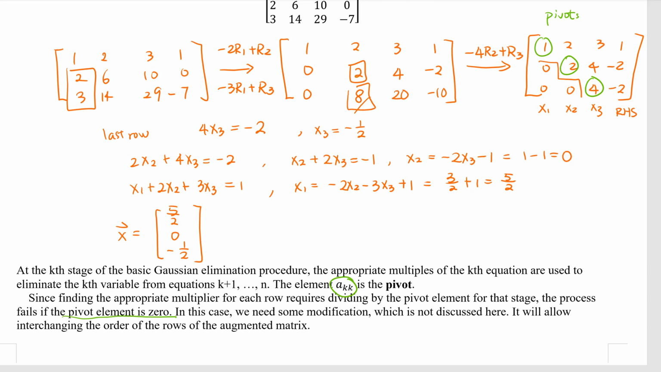So in that case, we need some modification, which is not discussed here, but it will allow us to interchange the order of the rows of the augmented coefficient matrix, right? Because it's 0, you cannot use 0 to kill the entry below it. It must be a non-zero element. So we can allow interchanging two rows in that case, okay? So far, so good, everybody. That is the basic Gaussian elimination.